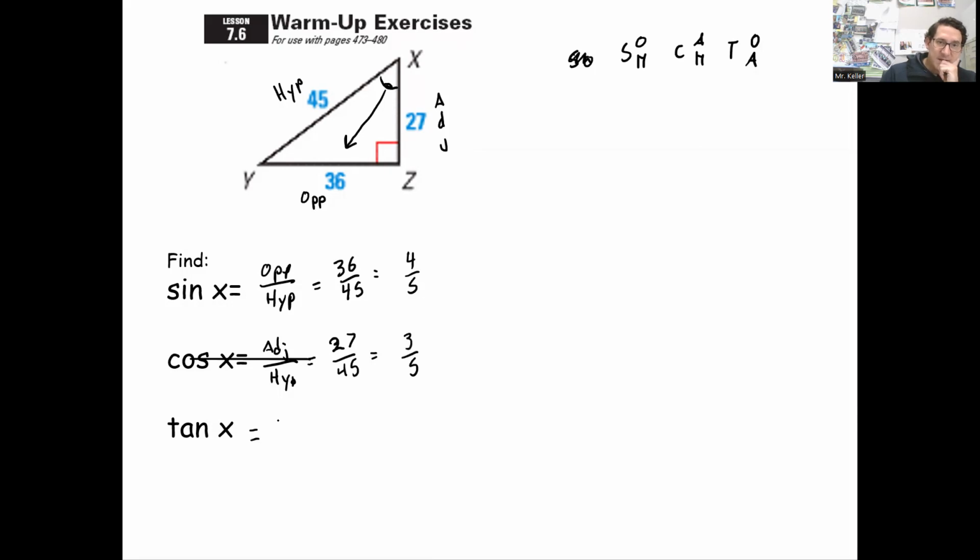And then the tangent is the opposite over the adjacent. And that comes out to 36/27, and that's 4/3. And there you go. So setting up the ratios, that's as easy as it is.